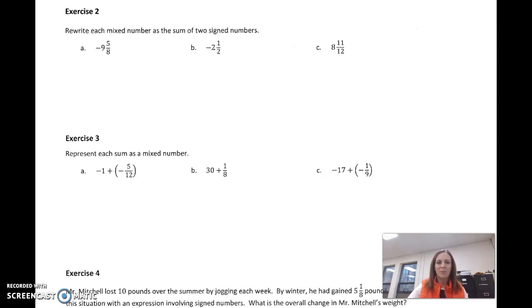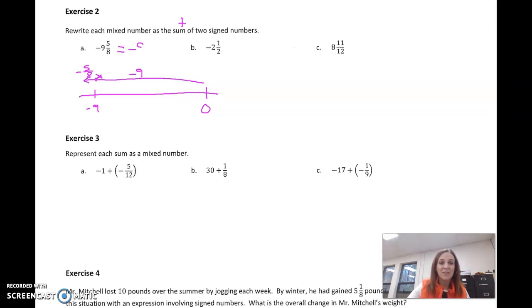If I were on a number line, and it's going to be a really rough sketch, okay, I would go to negative 9. My 5/8, though, I wouldn't come back to the right. I would go 5/8 to the left. So I'd go negative 9 and I'd go a negative 5/8. And that's all this means. If I want to write it as a sum, that's going to be negative 9 plus a negative 5/8.